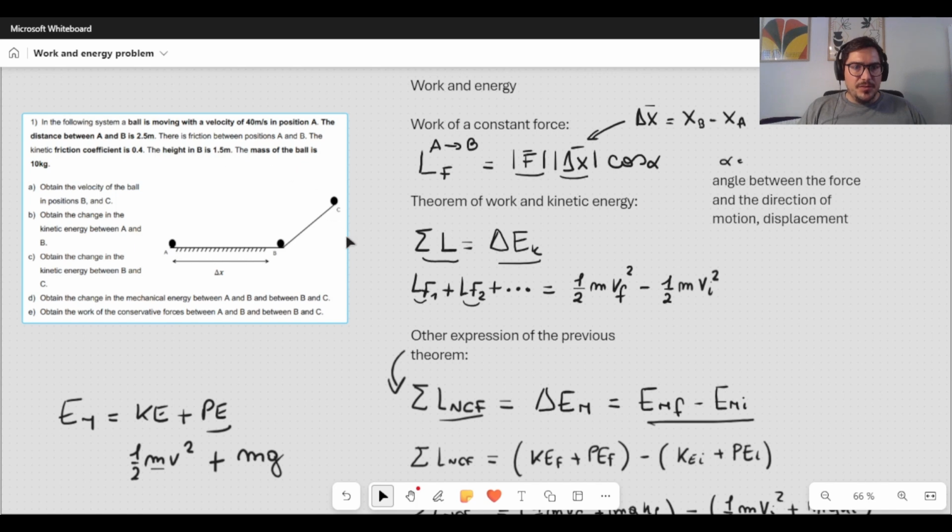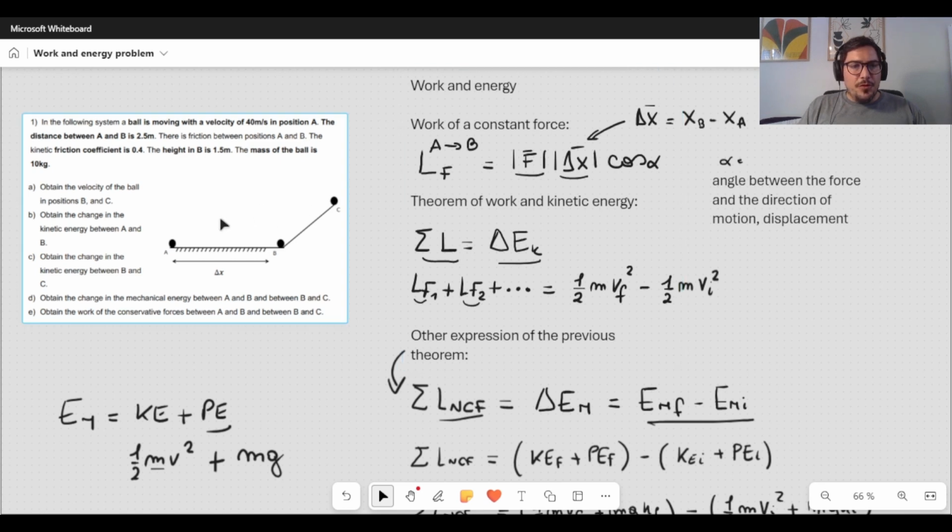The height in B is the height in C is 1.5. The mass of the ball is 10 kilograms. Then we have questions about the velocity in A, B, C. Then questions about the kinetic energy, so the change in the kinetic energy between A and B and between B and C. These are the items B and C. D, obtain the change in the mechanical energy between A and B and the change in the mechanical energy between B and C. And obtain the work of the conservative forces between A and B and between B and C.